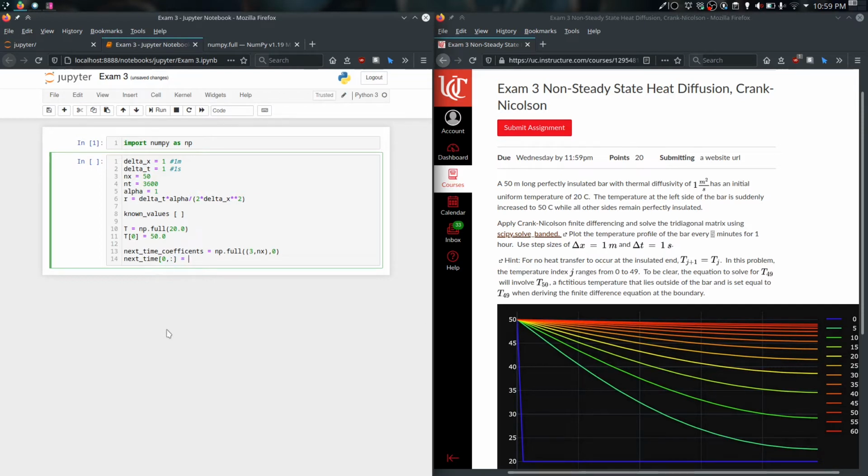Since we're going to rotate this diagonal to horizontal strips, we'll say this full line is going to be negative r. The next one, the middle one, is going to be 1 plus 2r. And our last one is going to be negative r again.